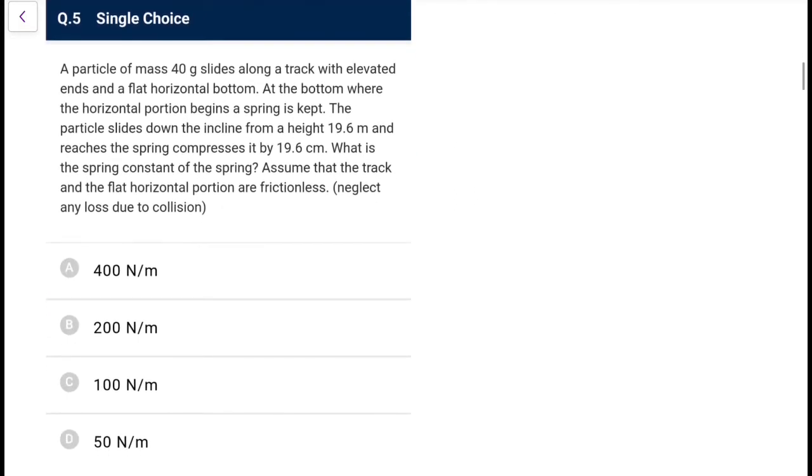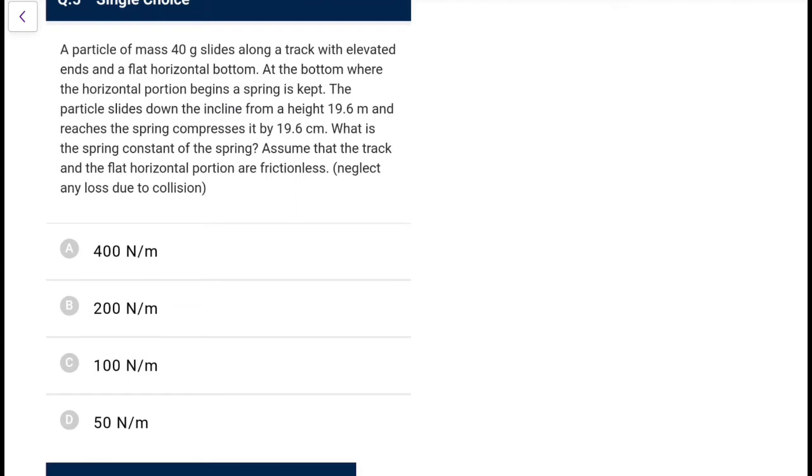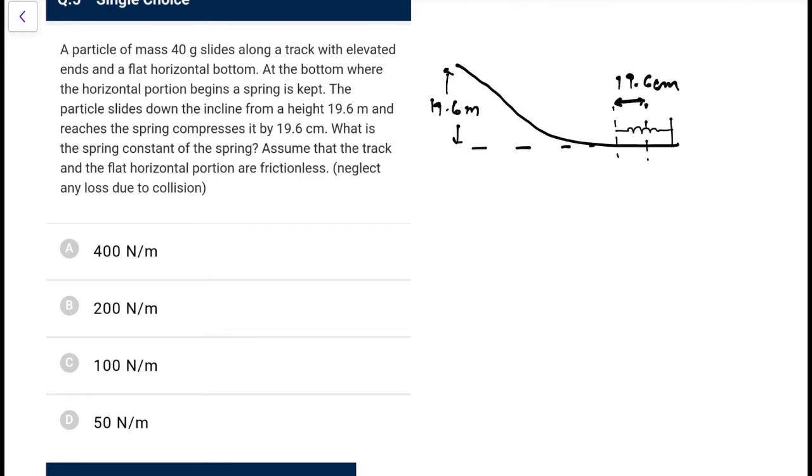Next one. A particle of mass 40 grams slides along a track with elevated ends and a flat horizontal bottom. At the bottom where the horizontal portion begins, a spring is kept, something like this. The particle slides down the incline from a height of 19.6 meters, reaches the spring and compresses it by 19.6 centimeters. So let's say this was the spring, and finally it compresses here by 19.6 centimeters. That was meters. Let's say it starts from here, kinetic energy was 0. This block's initial speed is 0, and here the final speed is also 0.